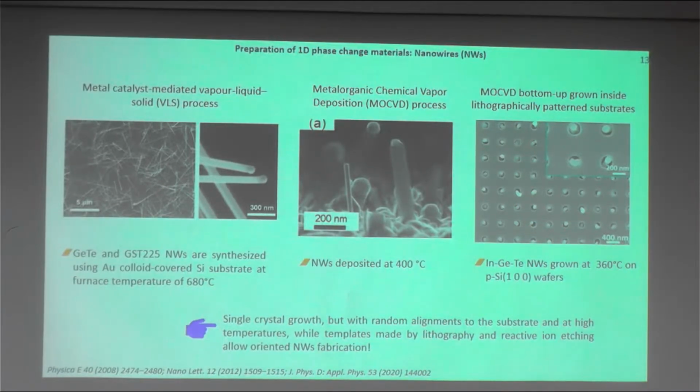If you think about the integration of such nanowires, they were even grown on a p-doped silicon 111 wafer at 360 degrees C, and it was indium germanium telluride nanowires. Yeah. So you see, different methods can produce nanowires of phase change materials.